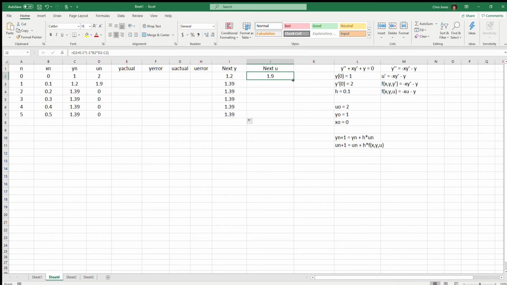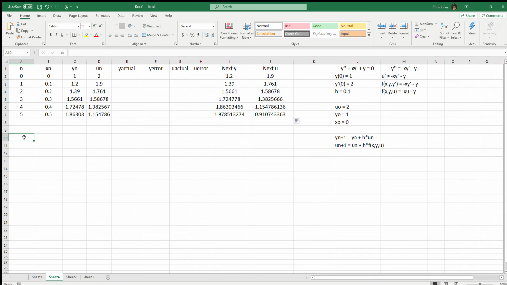All right, and then here's the telling part to see if it works. Now you might remember when we did this by hand, y1 was equal to 1.2, u1 was equal to 1.9, y2 was equal to 1.39. And again, we did this by hand in the previous video. And then u2 is equal to 1.761.